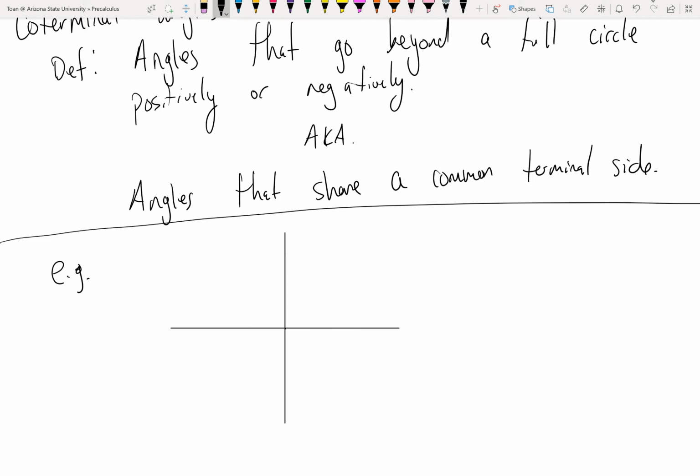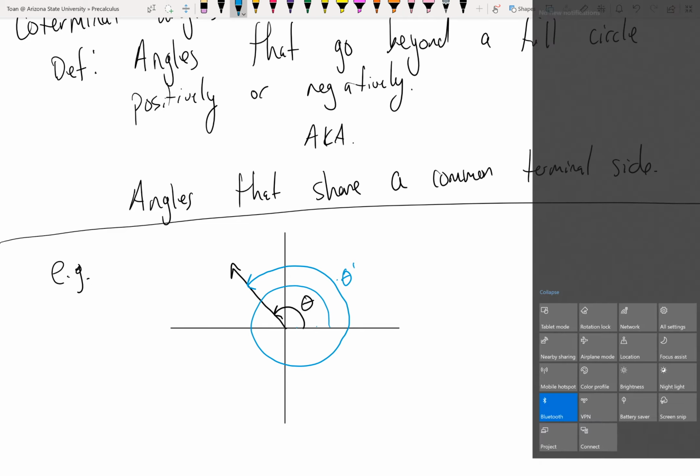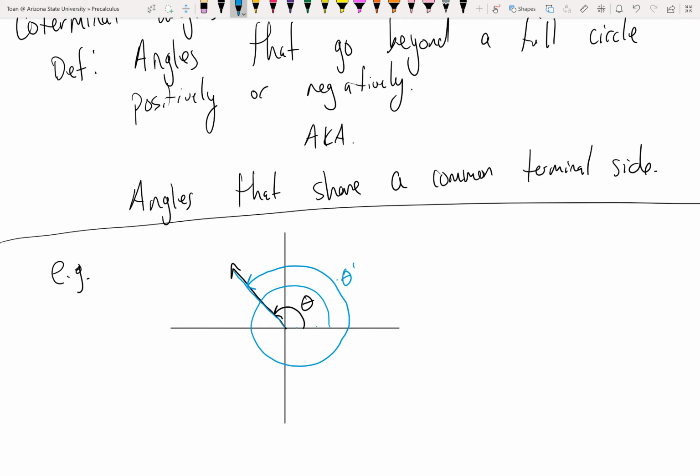If I had, say, this angle here, and I went this way, so there's one angle. But instead, what if I went a full circle? So I went something like, here's a full circle, but then I kept going and landed on that same spot, so I'll call this theta prime. Both of those angles, the black angle and the blue angle, because there's technically a little terminal side here, are considered coterminal, right?